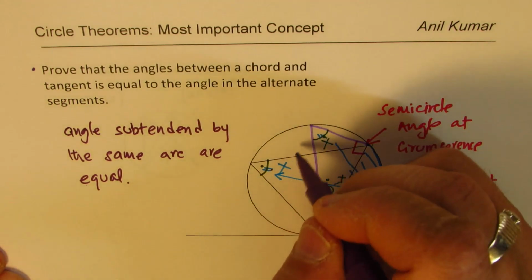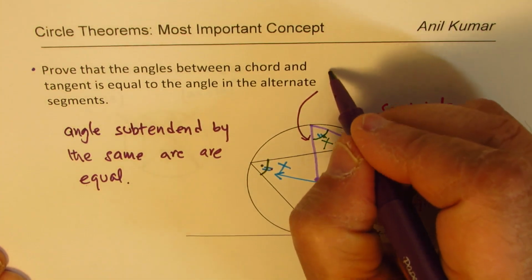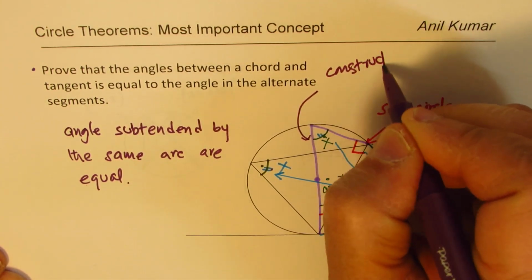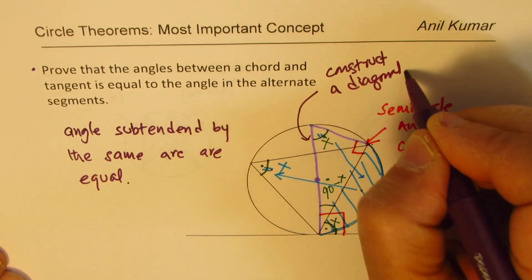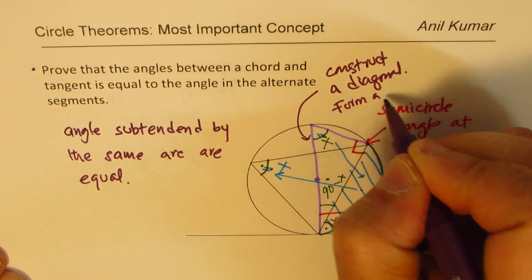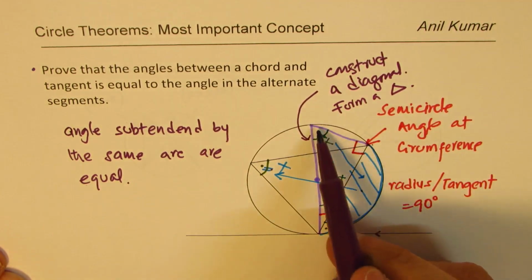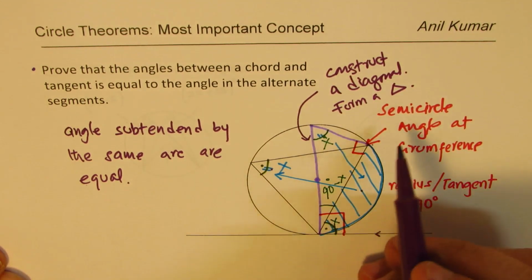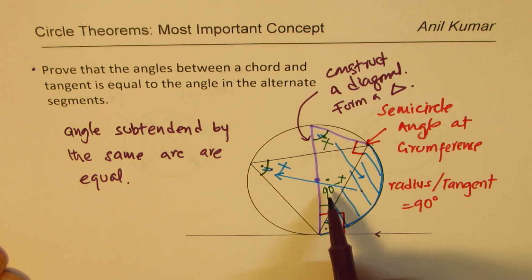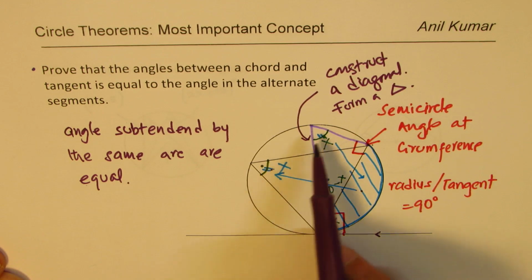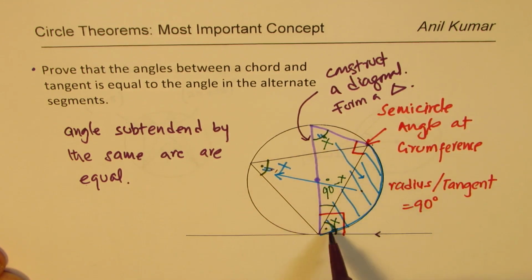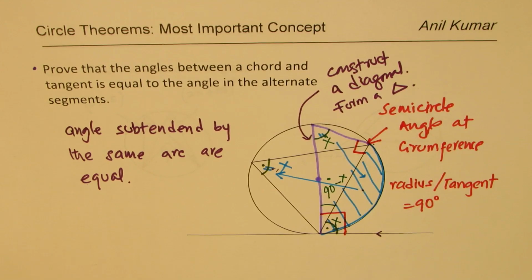So our proof included construction. So first step is to construct a diagonal. Then we form a triangle. And then we know in that particular triangle we have 90 degrees. The other angle is 90 minus x. So this angle should be x. Now these two angles which we are talking about are across the same arc. They should be equal. So that is how you prove it. Perfect. So I think the first part is clear, how to prove our important theorems.